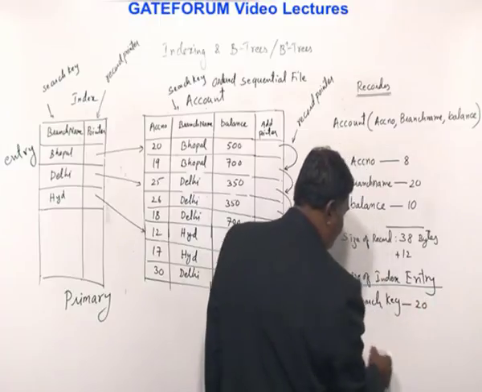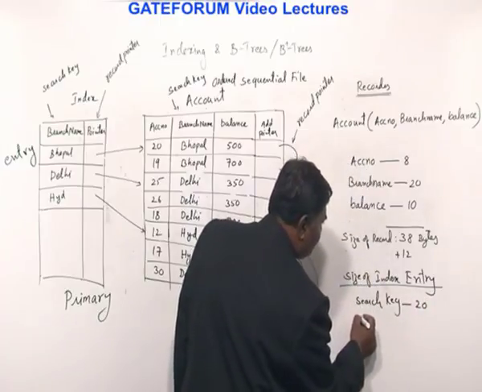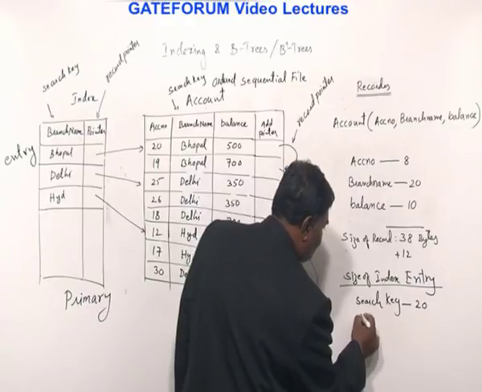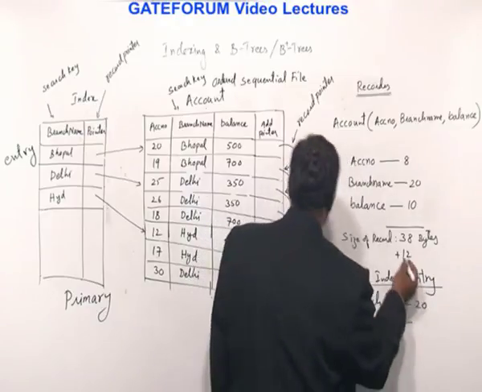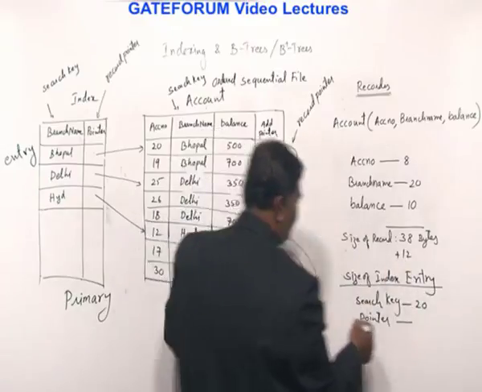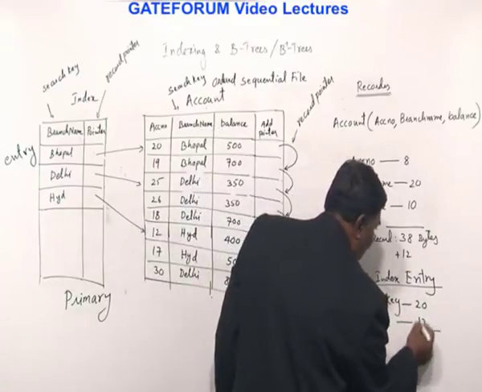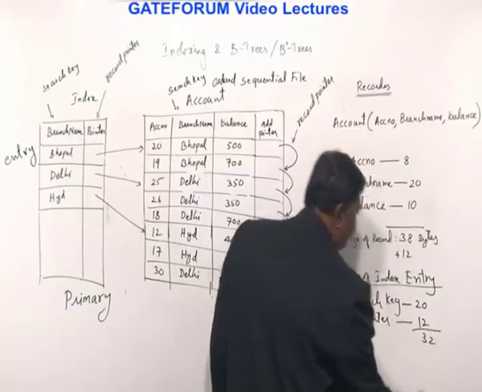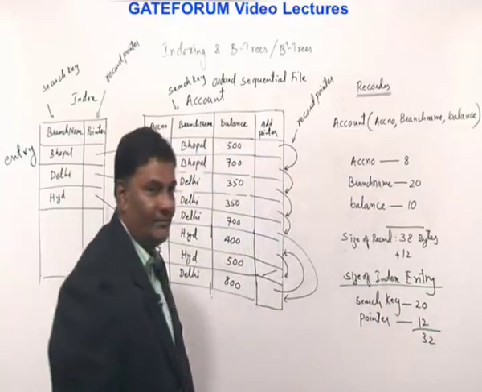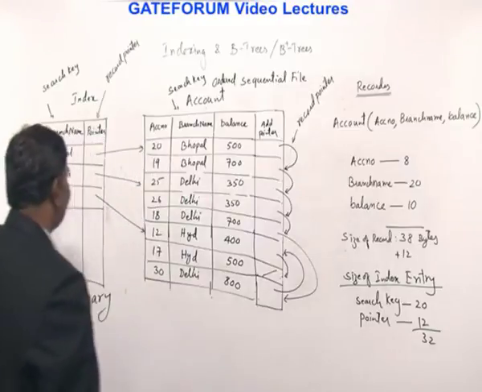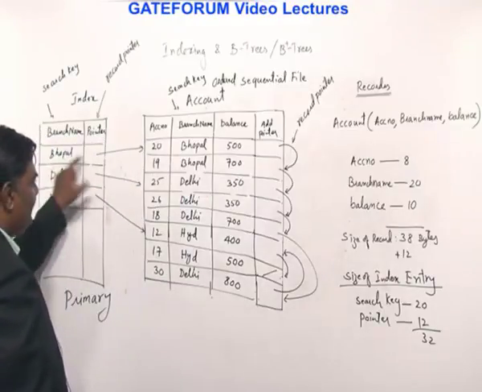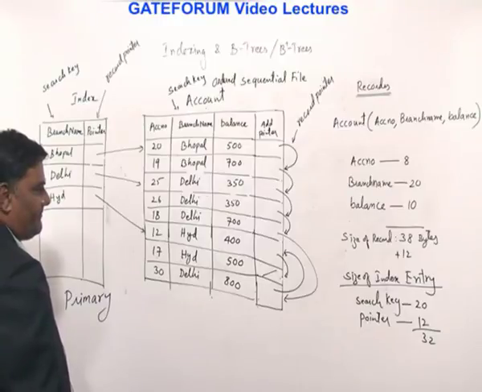20 bytes. Right? And how much is the pointer? That is a record pointer. I was telling you here that it takes 12 bytes extra, so I have taken that. So now, total how many bytes? 32 bytes. So the size of each entry is 32 bytes. Right?